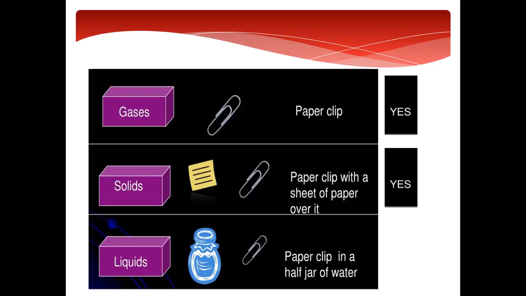It will not attract the paper. If you put a magnet beside the paper, it will not attract the paper. It's attracting the paper clip, right? It's not attracting the paper itself. Now comes the third example.